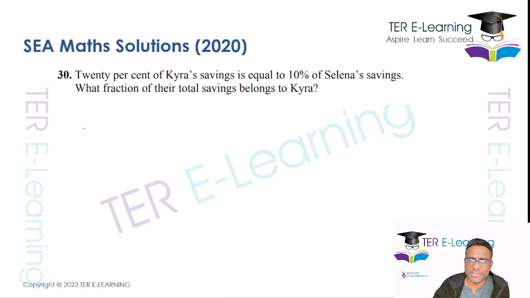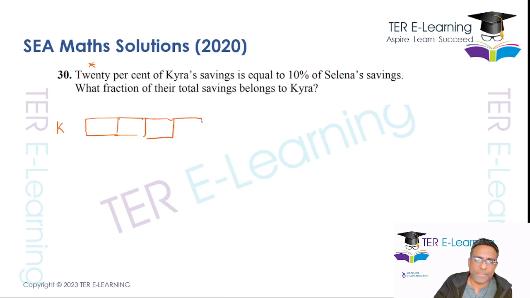20% of Kyra's savings is equal to 10%. Okay. So Kyra, right? Now, if we deal in 20%, what I would do is break up Kyra's savings into 5 equal parts, where each one of them is 20%. So 1, 2, 3, 4, 5. So this is 20, 20. This is percentage, by the way. So that's Kyra's savings, right?